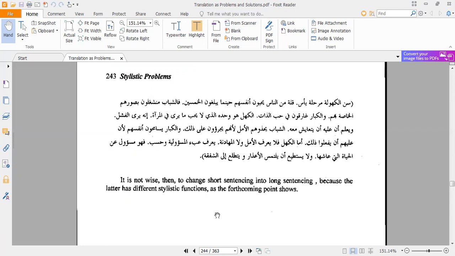As you see, we maintain the style of short sentences because we want to maintain the emotive force of these wisdoms. Okay, as you notice, سن الكهولة مرحلة يأس. Short sentence. قلة من الناس يحبون أنفسهم عندما يبلغون الخمسين. Also it is a middle sentence, a medium sentence. فالشباب منشغلون بصورهم الخاصة بهم. Short sentence. الكبار غارقون في حب الذات. Also a short sentence. Okay.